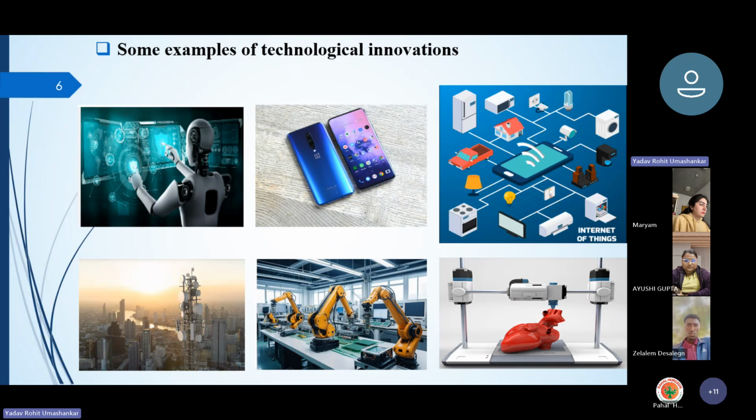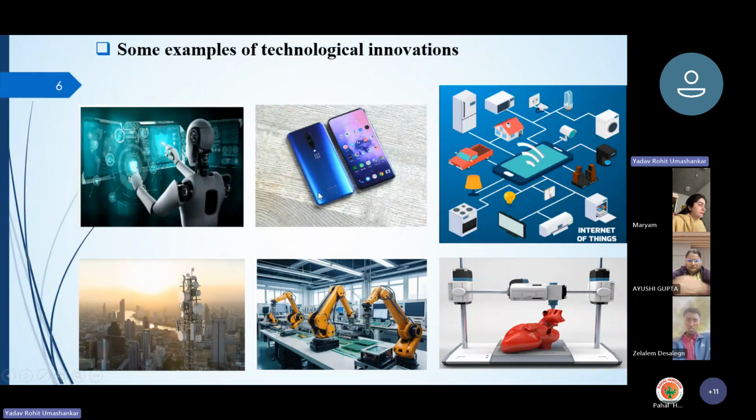Here are some examples of the technological innovations that have happened in the last few decades. The first one is AI, that is, artificial intelligence, which, as you all know, is able to make decisions on the basis of the previous data and information stored in it. So it is a kind of new technological innovation.